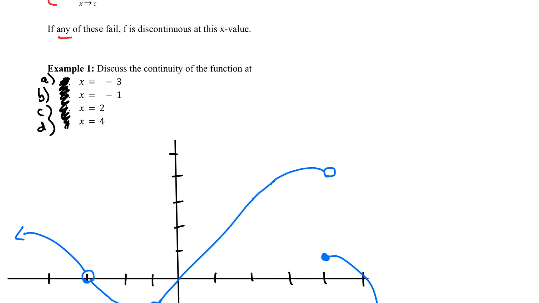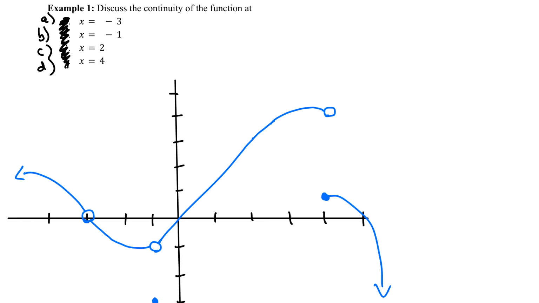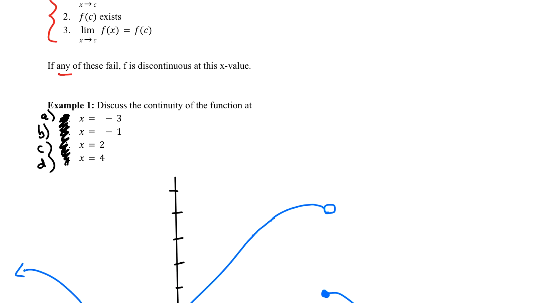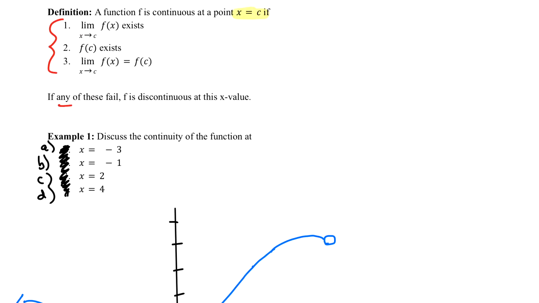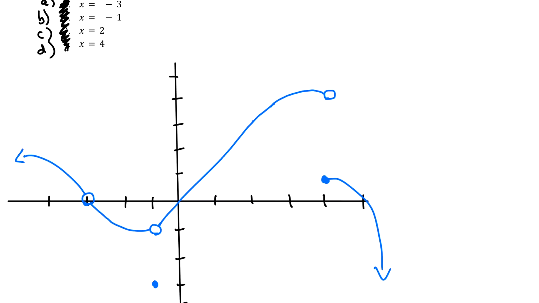So we're going to take a look at the graph of a function. It says discuss the continuity of the function at, and then we've got a few different x values here. What I like to do for these types of problems is treat these three criteria as sort of like a checklist, and we can use that to determine whether or not our function is continuous there. I like to say whether or not our function is continuous, and then if it is not, give a reason why. So let's take a look at each of these x values.